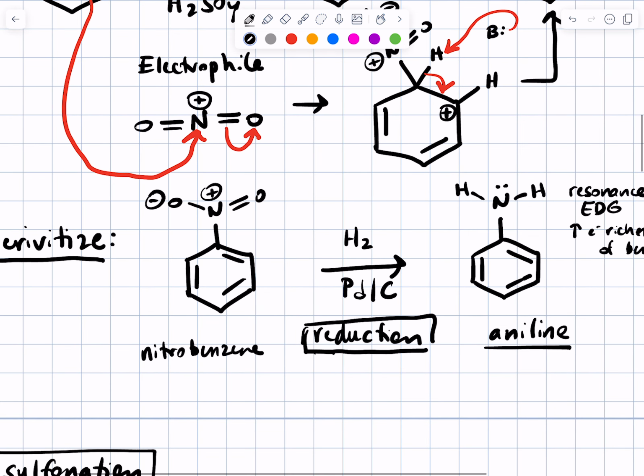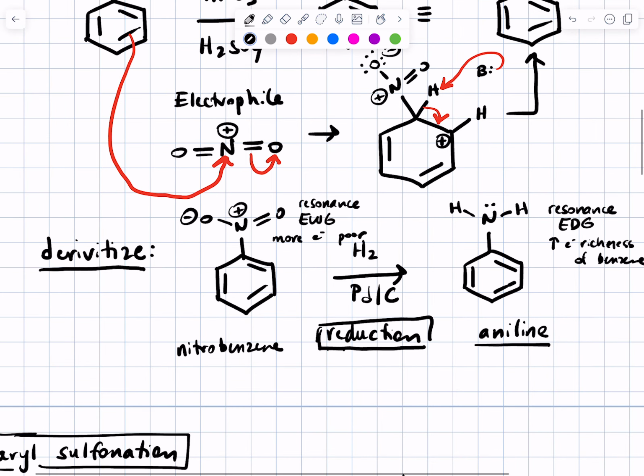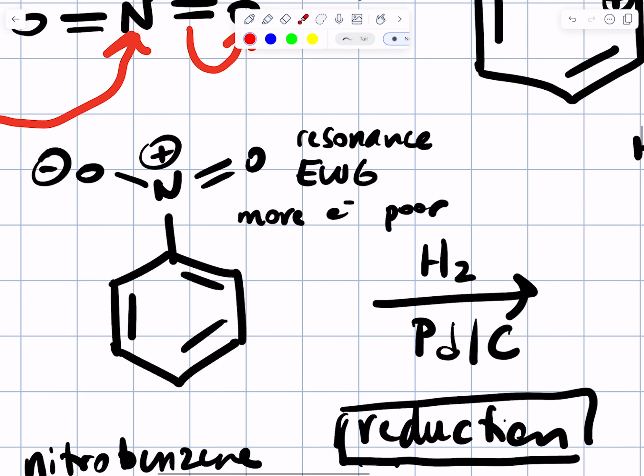In contrast, the nitro group is a classic example of a resonance electron withdrawing group. It makes the benzene ring more electron poor, and you would expect that to slow down reactivity in subsequent reactions. How can you tell that this is a resonance electron withdrawing group?